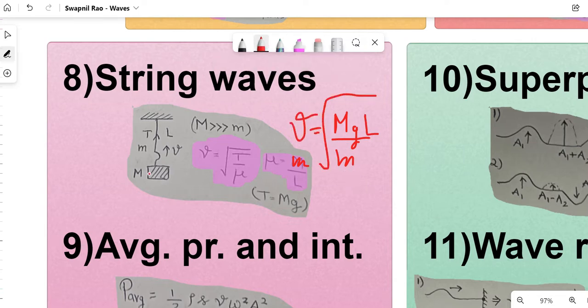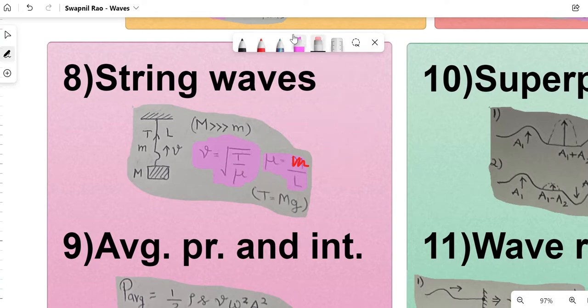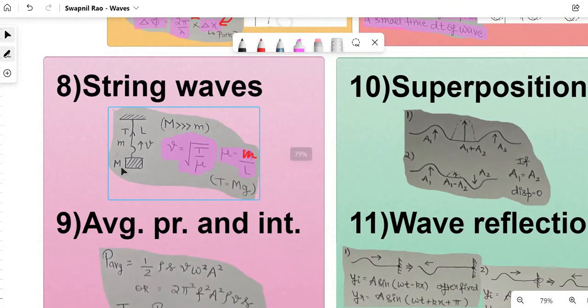But this is only in case of this setup. Because this setup is hanging, we have tension. If not, then you should be using the normal formula, square root of T by mu. So that is basically like a question itself. In CT, this might come as a question itself. So you have to know that tension should be equated to capital Mg.